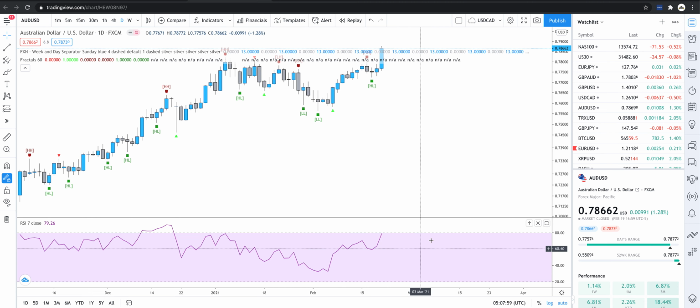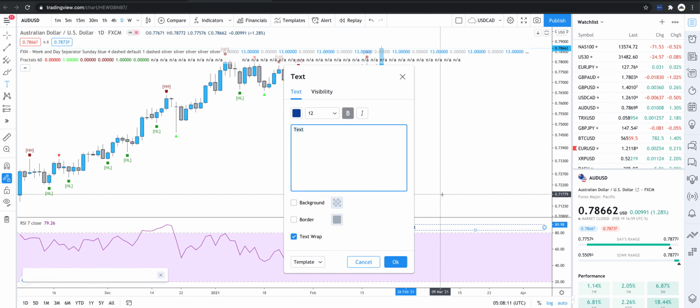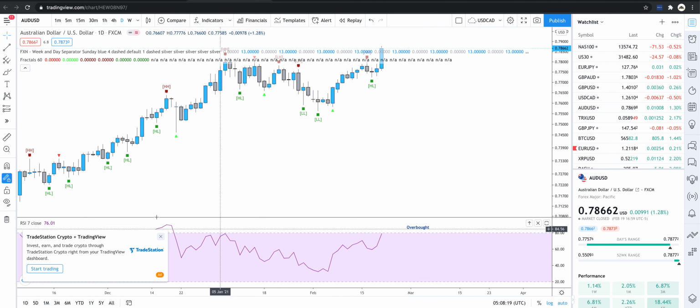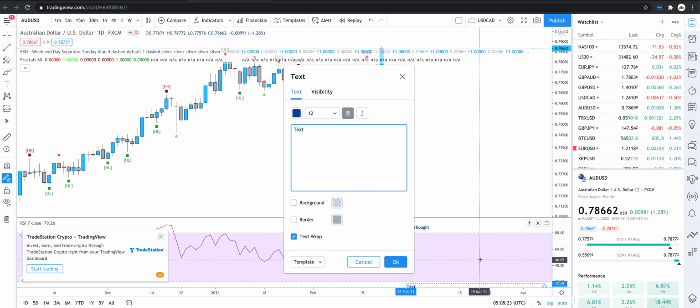When you're looking at the RSI down here, whenever this line is over the 80, that means it is overbought. That's what the strength is telling you. It's a lot of buying pressure. Then when it's down at the bottom, it's oversold.